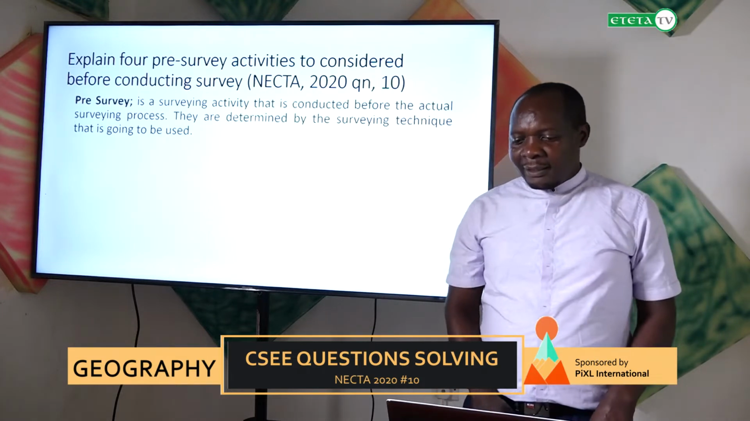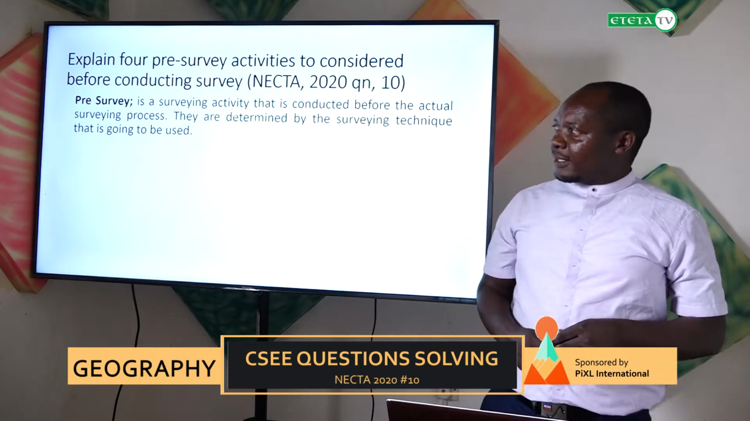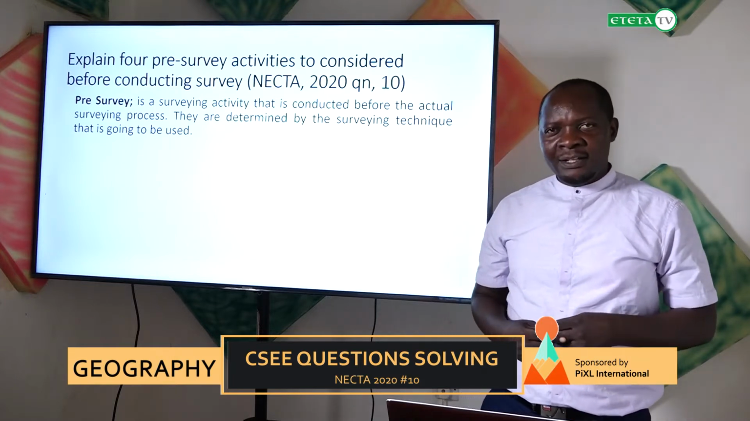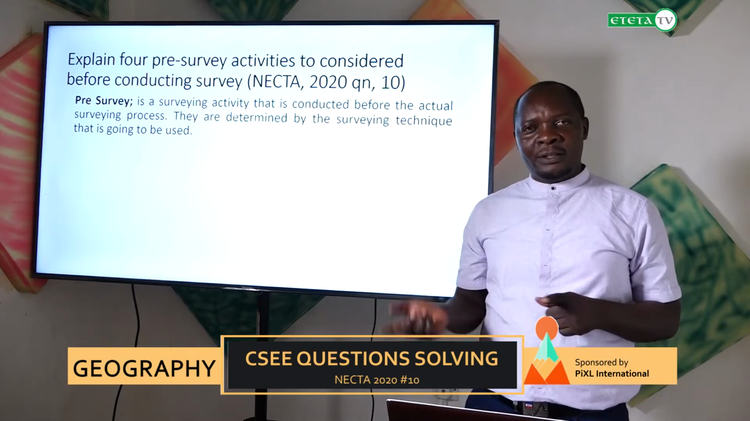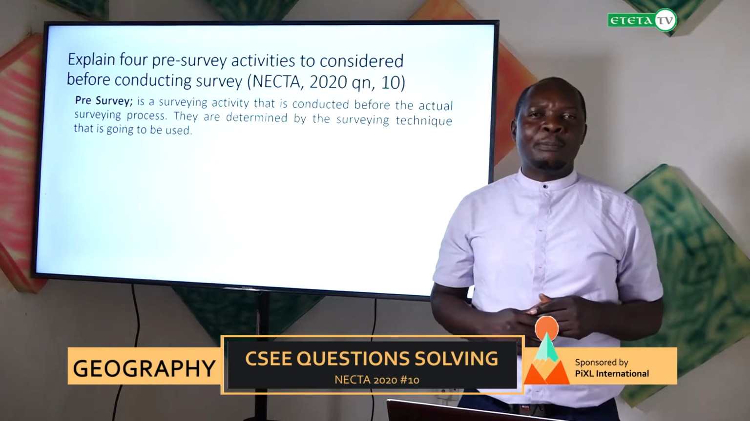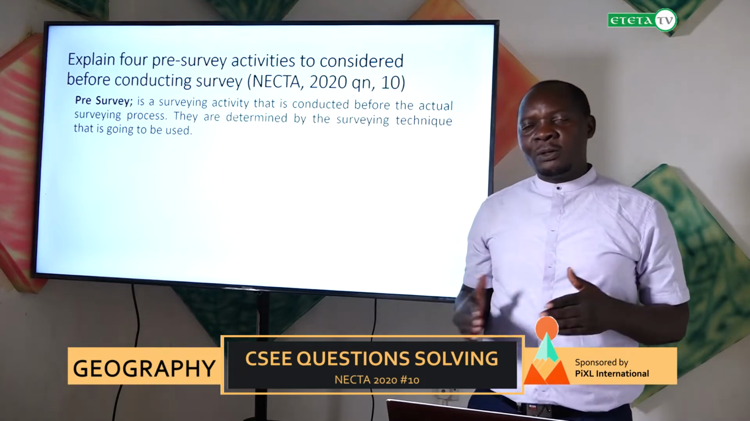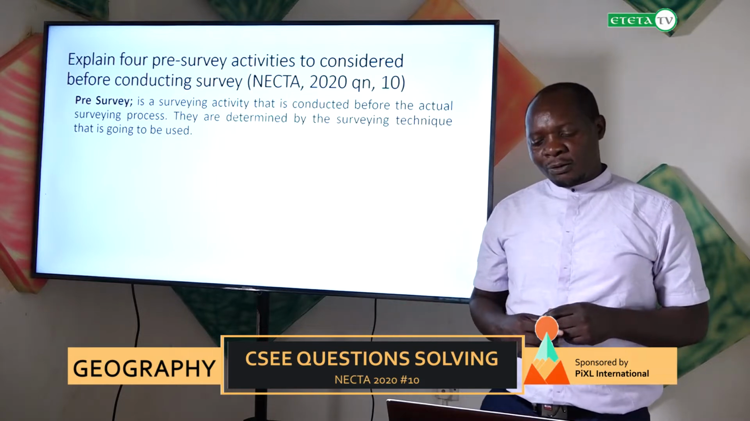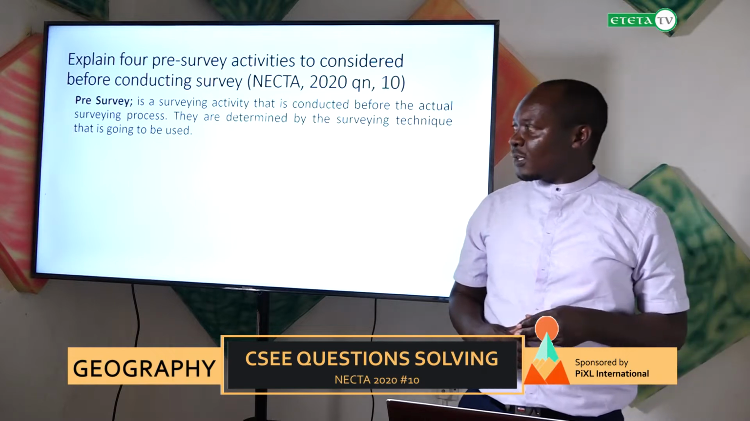So basically, a pre-survey activity can be defined as a surveying activity that is conducted before the actual surveying process. That means before conducting the actual surveying process, whether it is a plane table survey, a prismatic compass survey, or a chain survey, the activities that are conducted just before are what we call pre-survey activities. Pre means before. So pre-survey activities are those activities that are conducted before the actual surveying process.